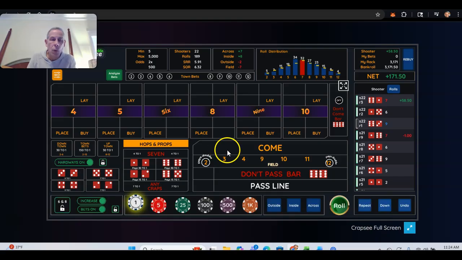Okay. So what you'll notice is that the numbers 4, 5, 6, 8, 9, and 10 are what we call box numbers, right?